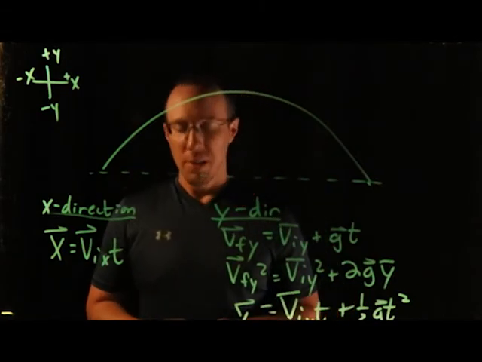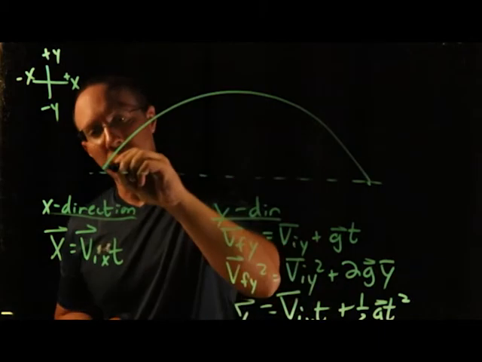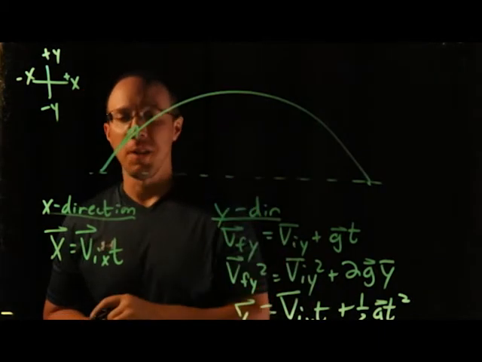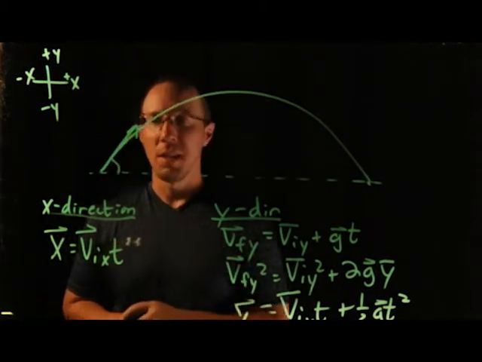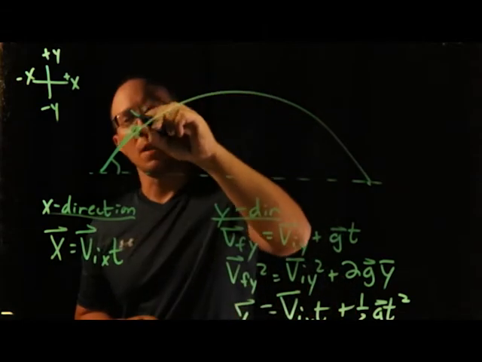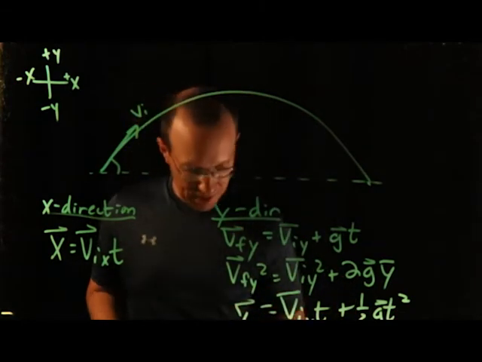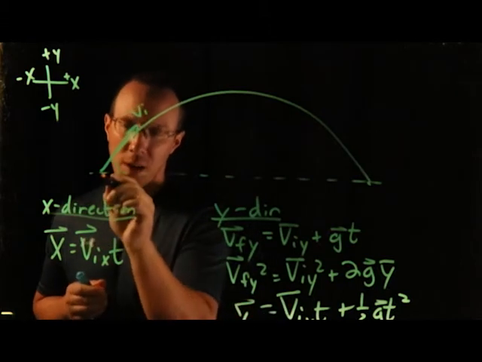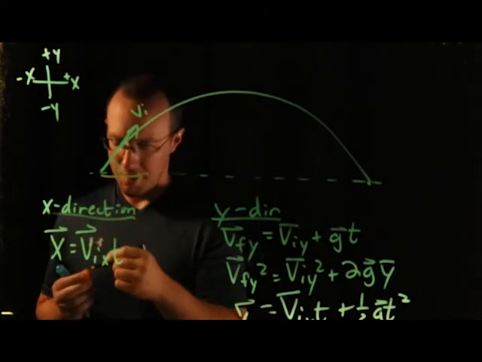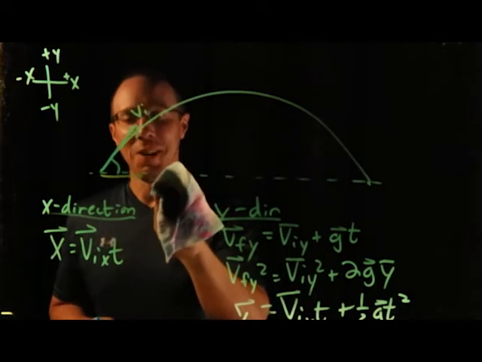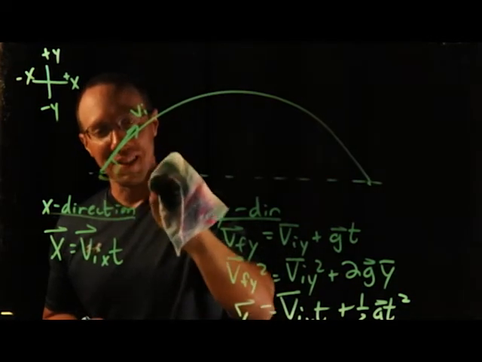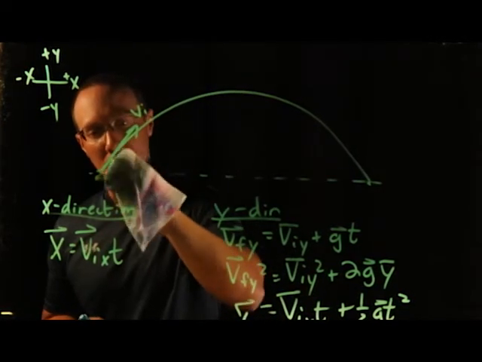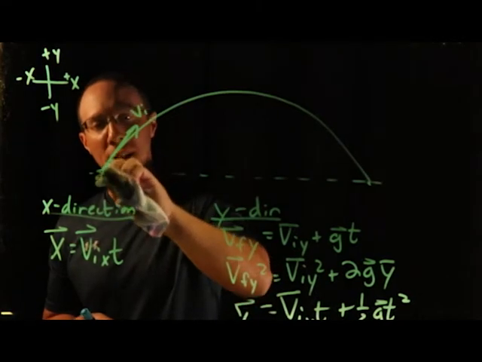All right, so at the beginning, we have an initial velocity at some angle. Now that initial velocity can be separated into two different vectors. One in the x direction and one in the y direction.